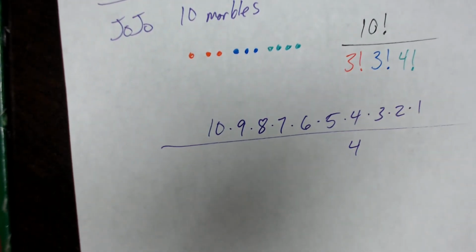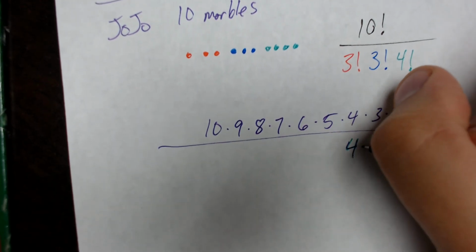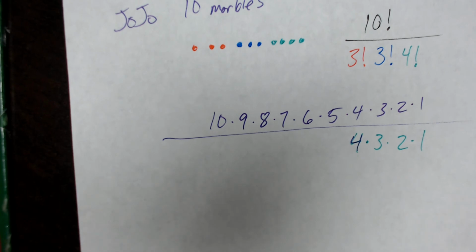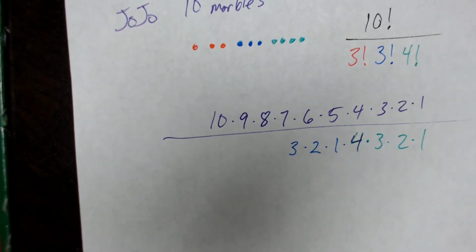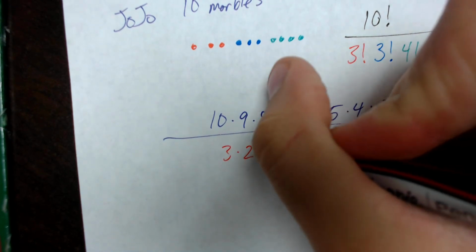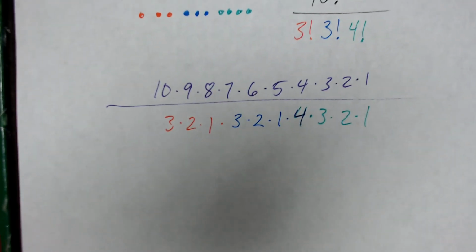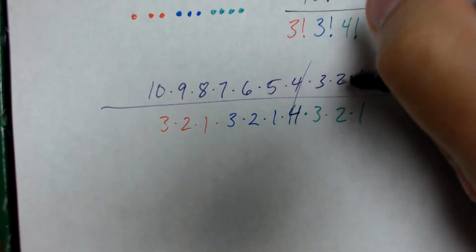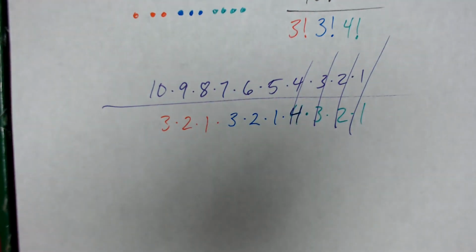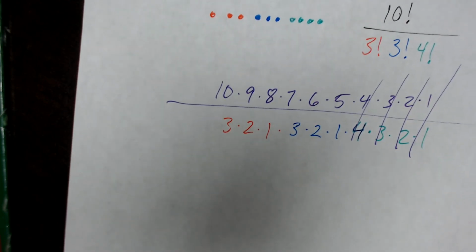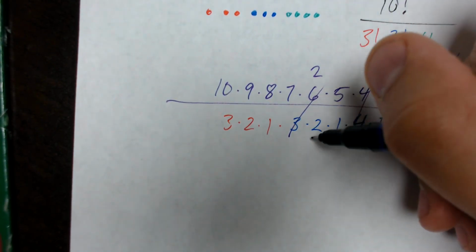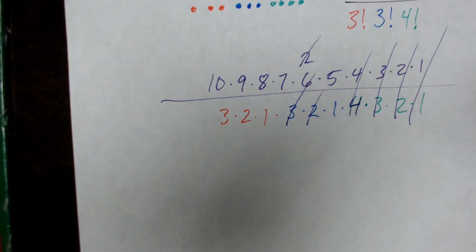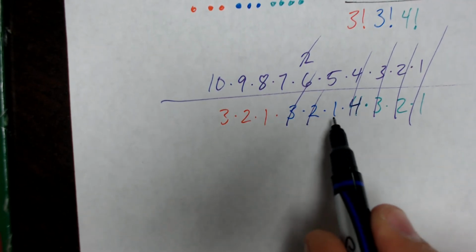I'll go ahead and do this in color code so you don't get confused. 4, 3, 2, 1. 3, 2, 1. And 3, 2, 1. The first thing I'm going to notice is 4, 3, 2, 1 all cancel. That's done. Next, I'm going to look at this 6. 6 and 3 cancel. The 6 is now 2. Then the 2 and the 2 cancel. Cool. Another one's gone.